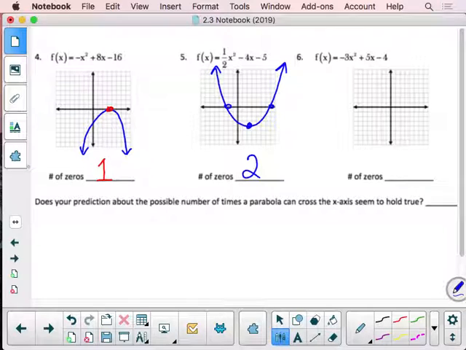And finally, the last one, vertex is going to be again in that 4th quadrant, but this one never does touch the x-axis. So it has 0. So did it work out that every one of our options was either 0, 1, or 2? You can say yes to that.